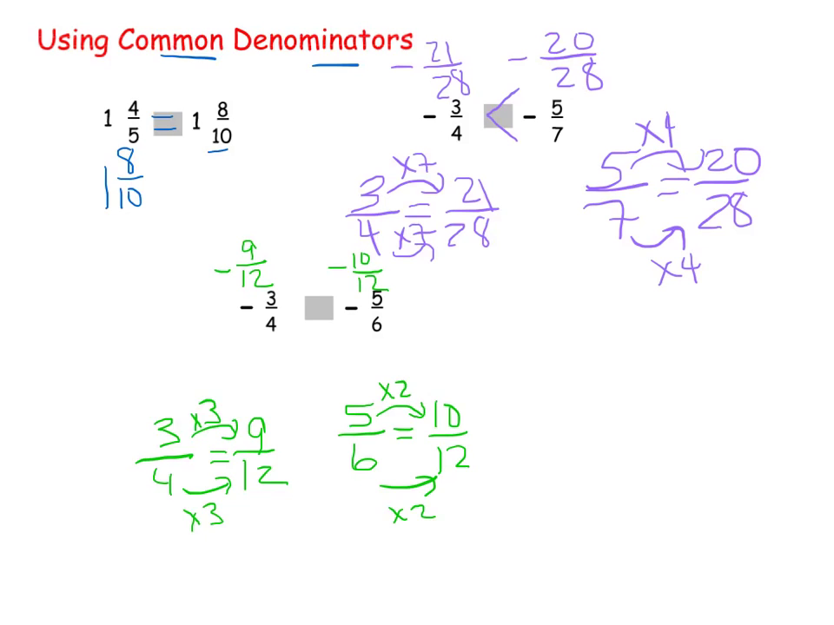And now because I have the same denominator, I can just look at the numerators. And again, we have both negative numbers. So you have to think about which one is closer to 0 because that's going to be the greater value. And negative 9 is closer. So negative 3/4 is greater than negative 5/6.